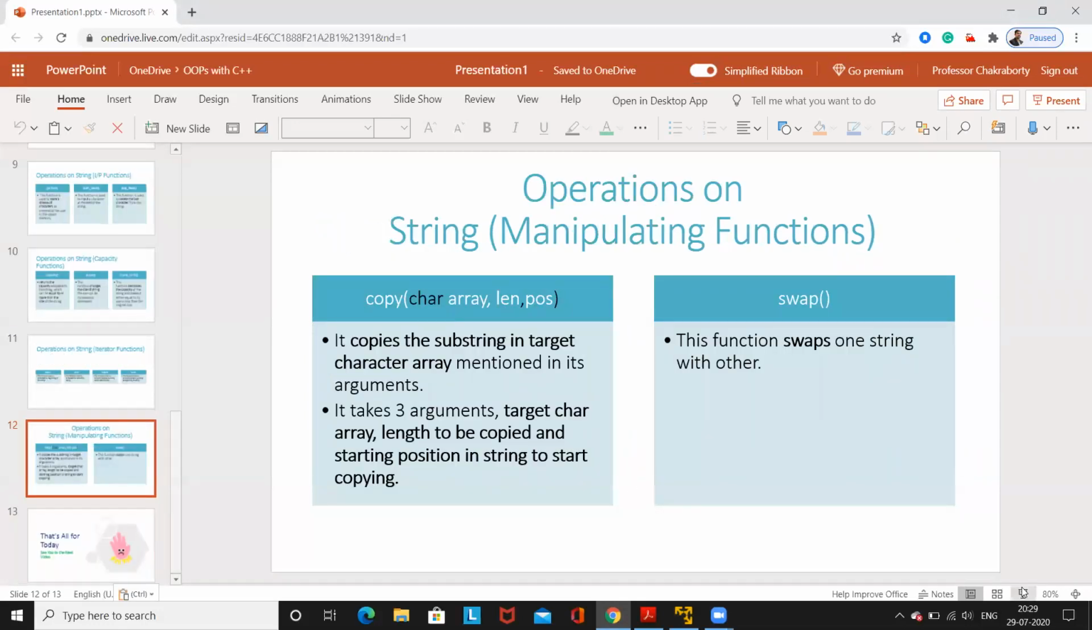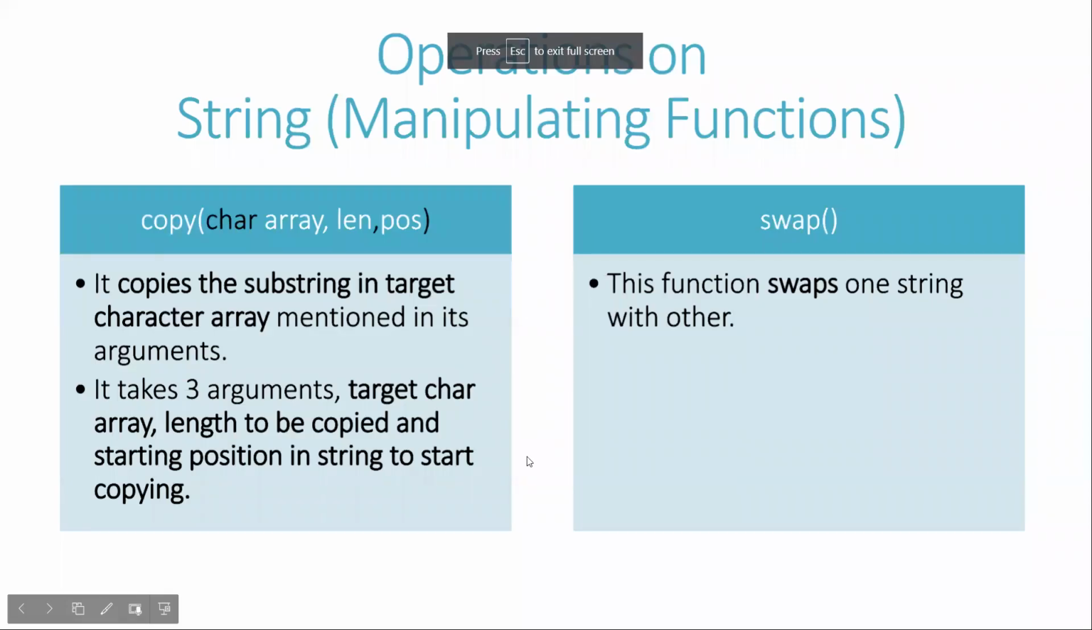Now last one, string manipulating functions. There are two string manipulating functions. One is copy, another one is swap. I will show you the example of copy and swap. Just see the syntax of the copy. Character array, length, and position, that means three arguments. The copy function takes three arguments, and swap function doesn't take any argument.